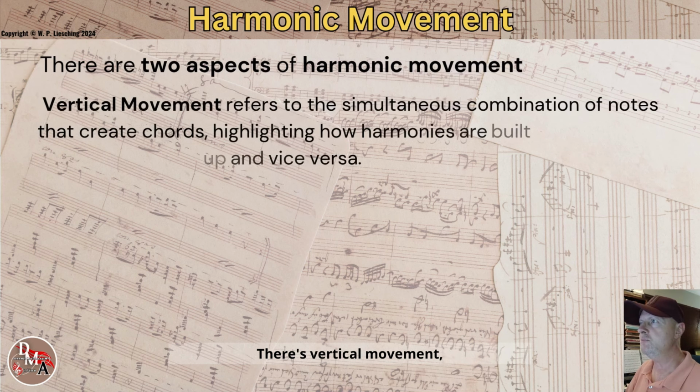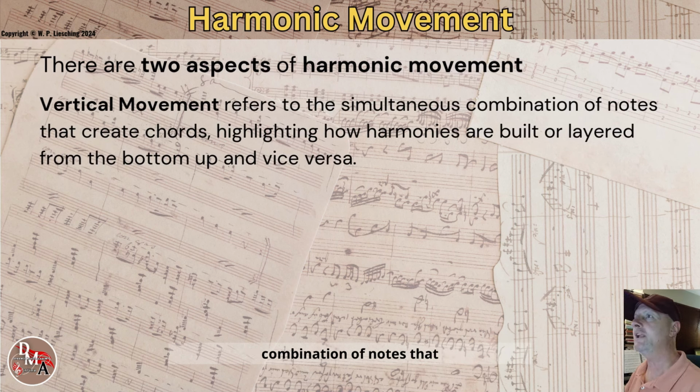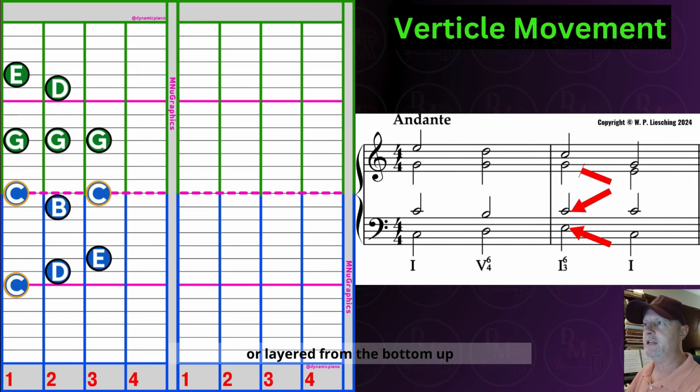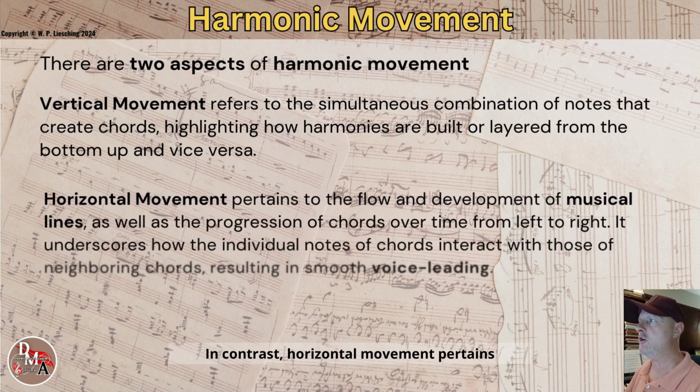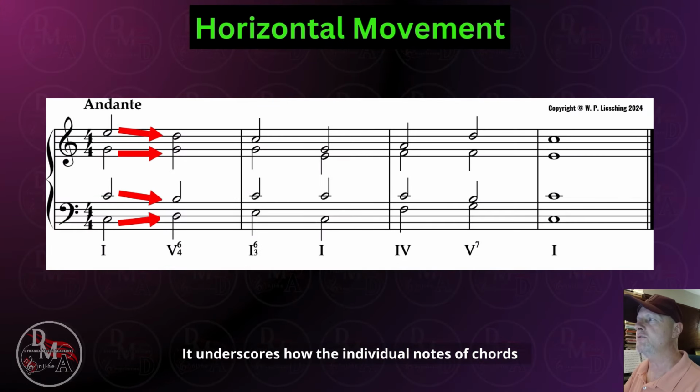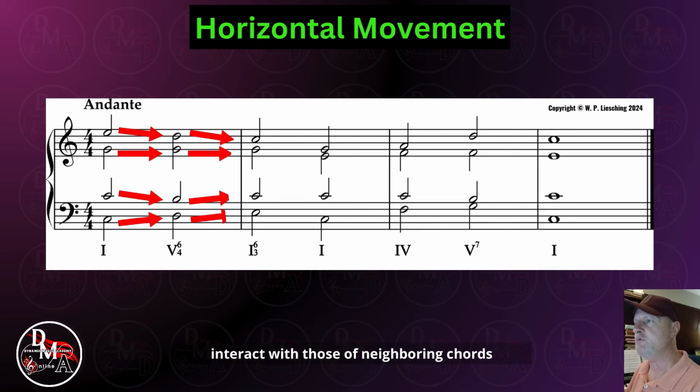There's vertical movement, which refers to the simultaneous combination of notes that create chords, highlighting how harmonies are built or layered from the bottom up and vice versa. In contrast, horizontal movement pertains to the flow and development of musical lines, as well as the progression of chords over time from left to right. It underscores how the individual notes of chords interact with those of neighboring chords, resulting in smooth voice leading.